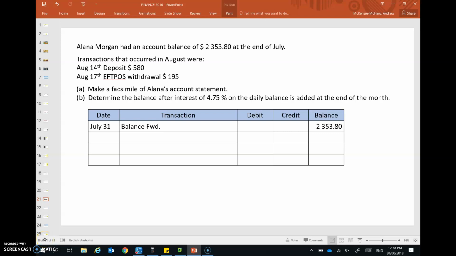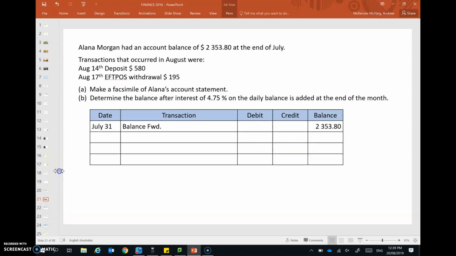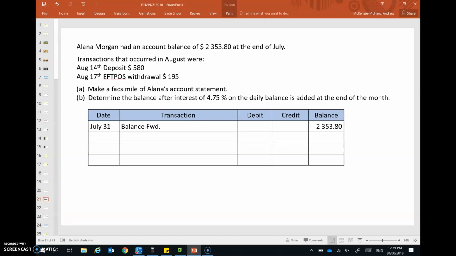Here is an example of a savings account question. So get ready for this one. Now we have some information about somebody's transactions. On August 14th, there's a deposit of $580. So let's put that in.